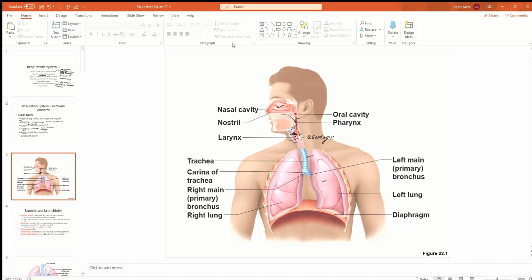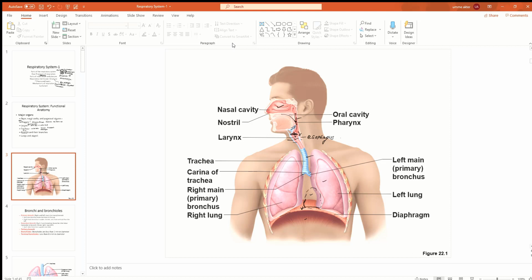Now, the lungs sit on the diaphragm. So this is the diaphragm, this muscle, a flat muscle that separates the thoracic and abdominal cavities, and your lungs sit on the diaphragm, as well as your heart. The heart is located here, right? So your heart also sits on the diaphragm like this.